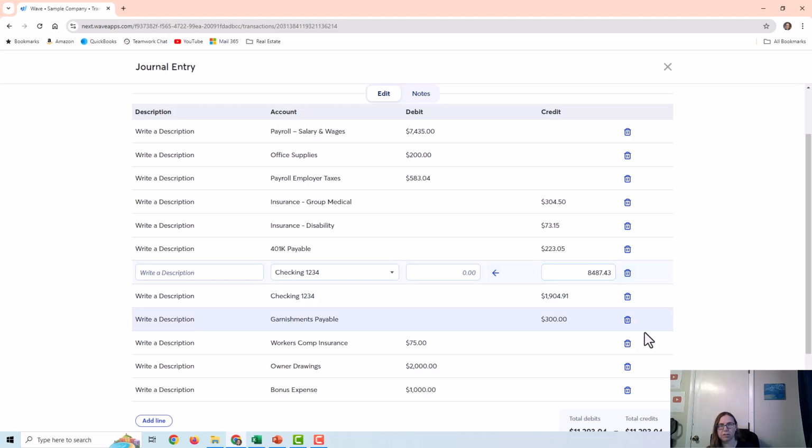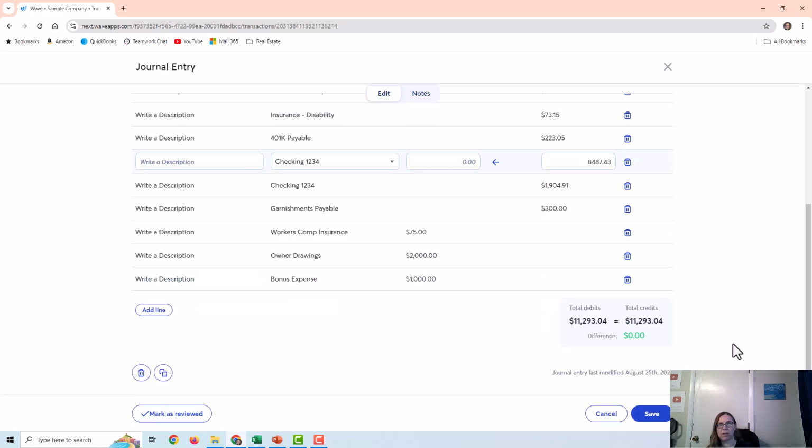Okay, so what we just did is we added to an expense with a debit that increases expenses, and we also subtracted that from the checking account because it's going to be paid to the employee and deducted from the checking account, and we subtract from checking with a credit. So now at this point, this is what the entry looks like. I'm going to go ahead and save this and go to the next example.